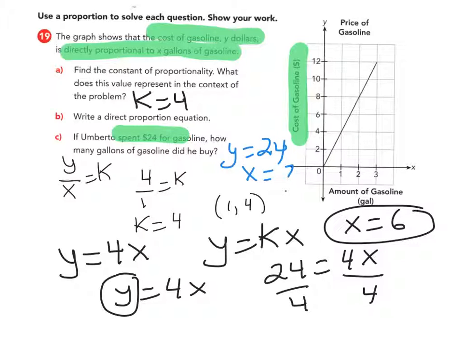So what does that mean for part C? When Umberto spends $24 in gasoline, he gets 6 gallons of gasoline. So part C, the answer is 6.